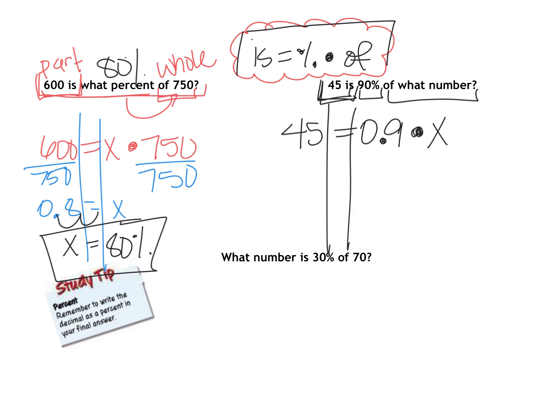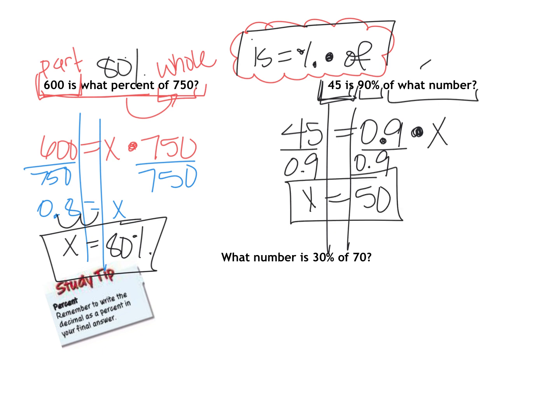We have another one-step equation. We're going to divide both sides by 0.9 this time. So if I do 45 divided by 0.9, I get 50. So x equals 50, which if we put that in, then we tell ourselves, 45 is 90% of 50. That makes sense. 90% is close to 100. 45 is close to 50. So that's a reasonable answer.